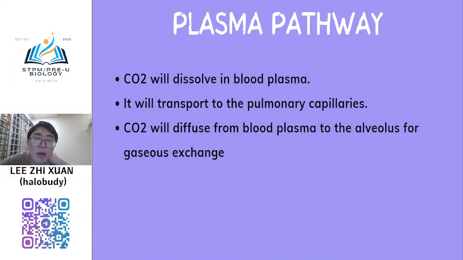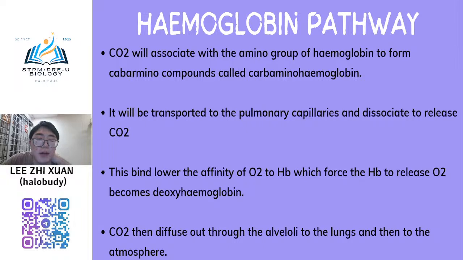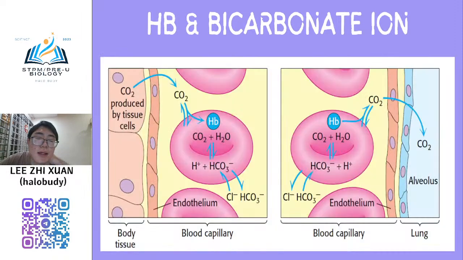The plasma pathway is very easy: the carbon dioxide just dissolves in the blood plasma, is transported directly to the alveolus, and diffuses into the alveolus. The hemoglobin pathway is similar to the oxygen one. The difference is that the compound for oxygen is oxyhemoglobin, but for carbon dioxide it is carbaminohemoglobin. What happens in oxygen is simply reversed for carbon dioxide in the hemoglobin pathway. I think that's all for today, and I hope the repeat helps your understanding.